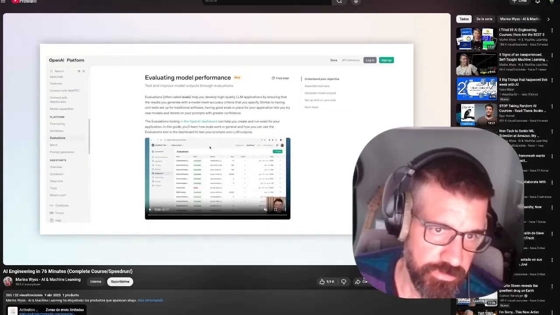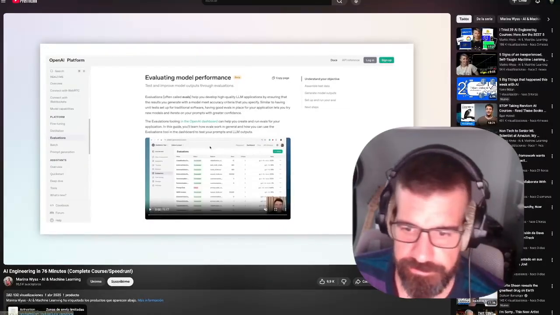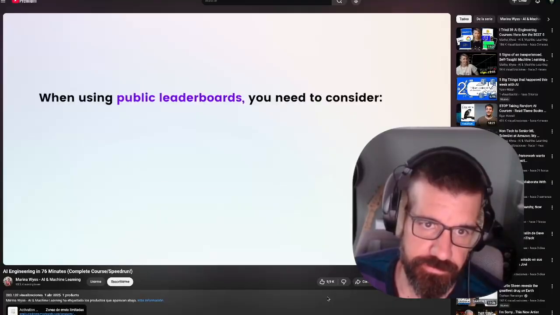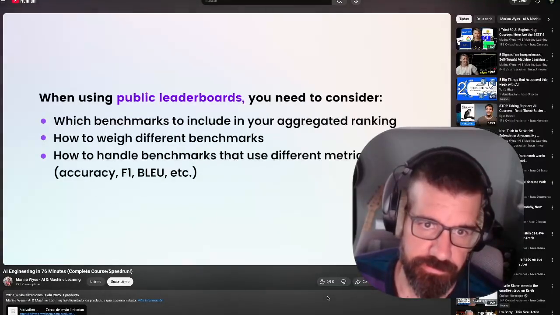There are numerous benchmarks for different use cases, and a tool that helps you evaluate a model on multiple benchmarks is called an evaluation harness. For example, OpenAI's evals lets you run any of around 500 existing benchmarks to evaluate their models. When using public leaderboards, you need to consider which benchmarks to include in your aggregated ranking, how to weigh different benchmarks, and how to handle benchmarks that use different metrics like accuracy, F1, BLEU, etc.